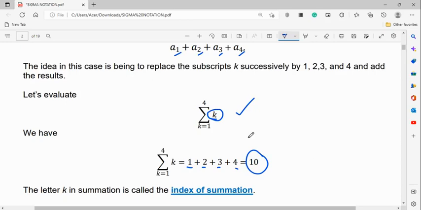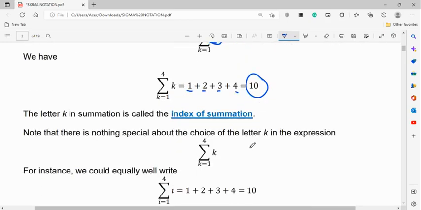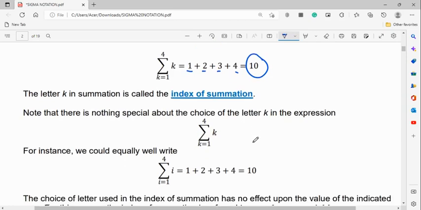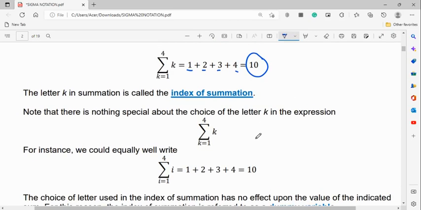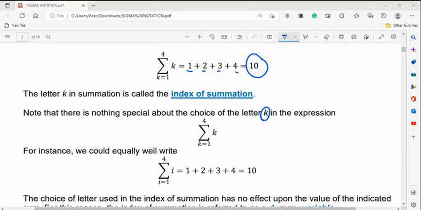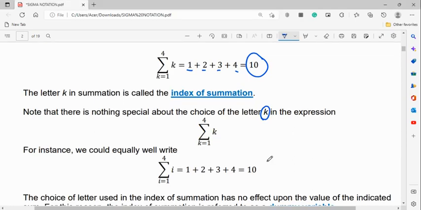This letter k in summation is called the index of summation. Okay? Pero, hindi lang naman k ang pwedeng gamitin, class. Pwede kang gumamit ng iba't ibang letra na gusto mo. There is nothing special about the choice of the letter k. It is your choice what letter you want to use. Okay? So, tandaan nyo yan. Kayo, choice nyo yun kung anong letra ang gusto mong gamitin para mag-indicate ng index of summation.